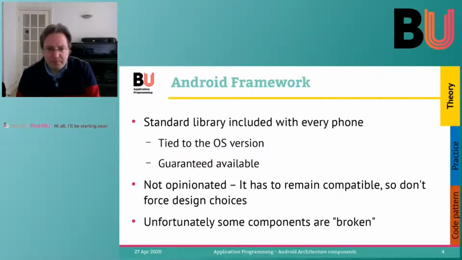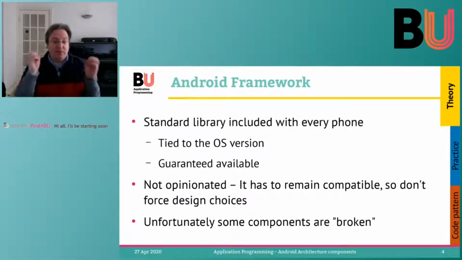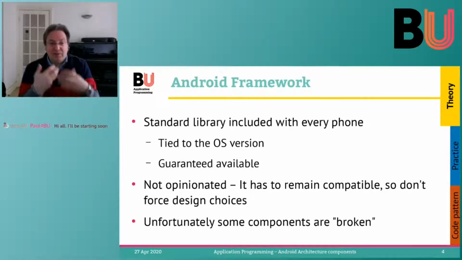So when we look at Android, we have the standard Android framework, and this framework actually is included with your phone, so it's tied to the OS version. Every version of the OS has a particular version of the framework attached to it with certain versions of the API tools, etc. That makes it guaranteed to be available, and it keeps your applications nice and small because you don't need to bundle the framework with your app.